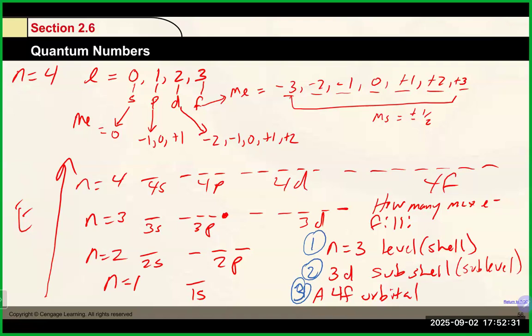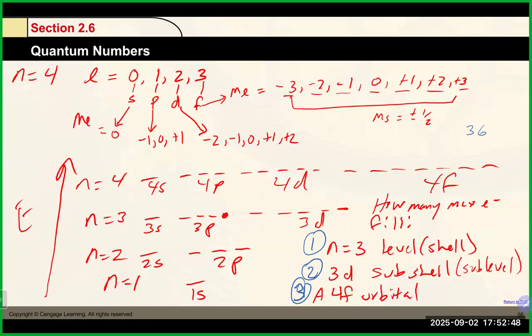Okay, so let's talk about then, if I did want to fill up the entire n equals 3 level or shell, how many electrons can I put in there? What do you think? 36? Okay, so let's see.